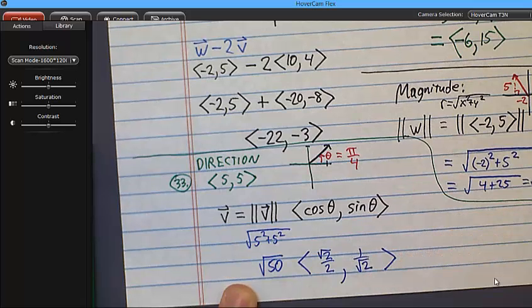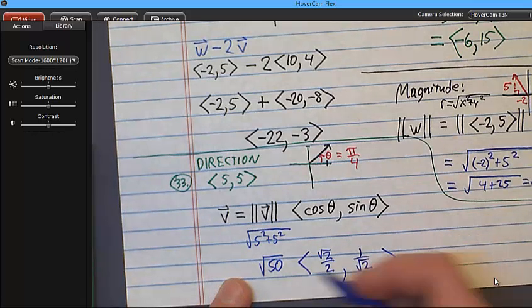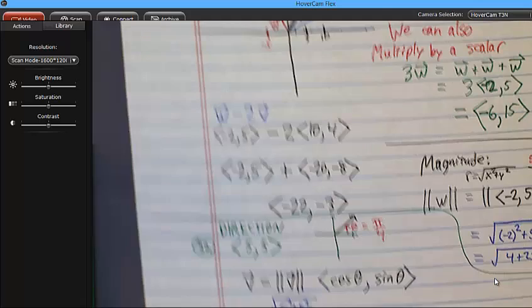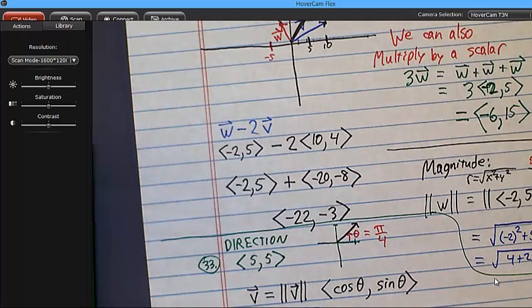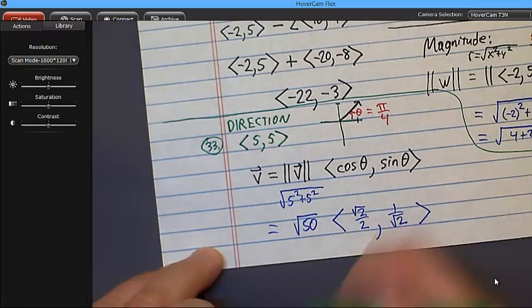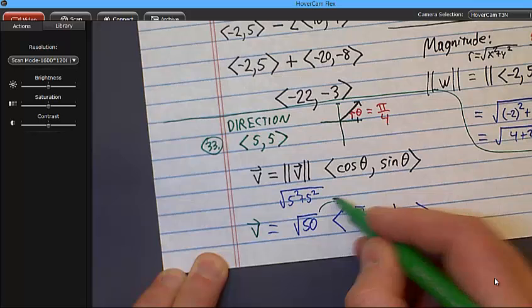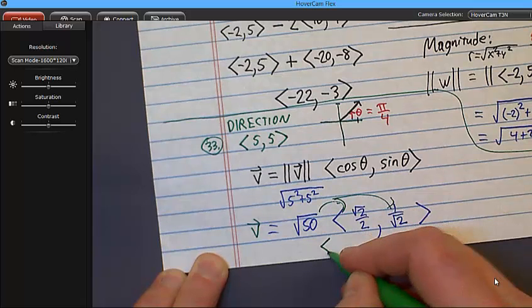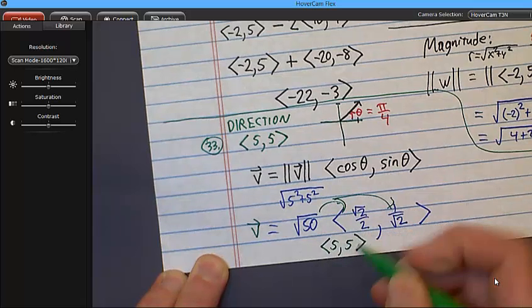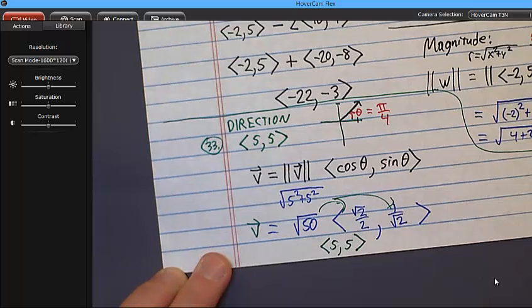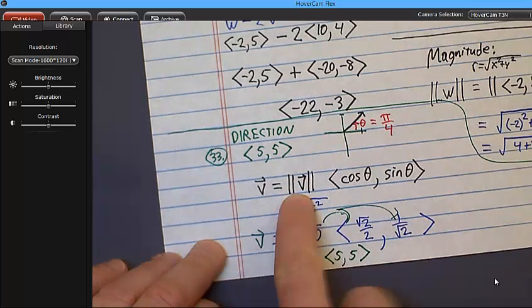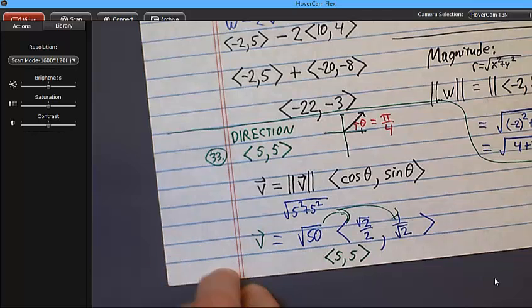But it turns out that if you multiplied these together, you know what you would get? It says we'd get V. If you multiply these together, remember we kind of distribute, you're going to get the vector 5, 5, just like I said. So this equation is how the direction and magnitude are related to the original vector.